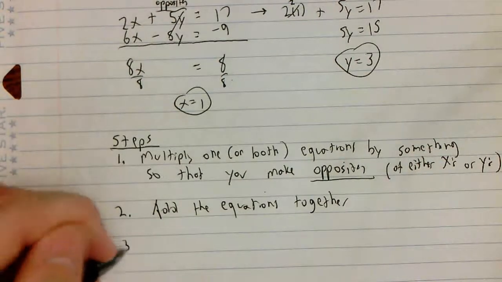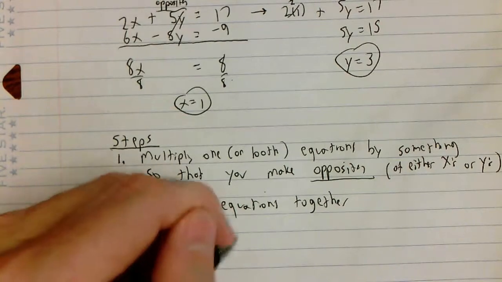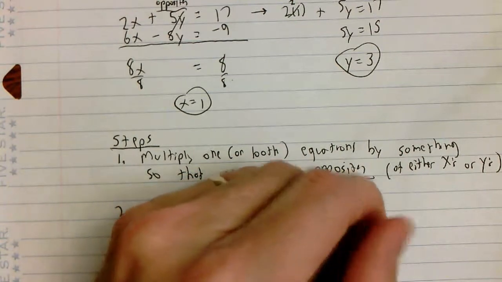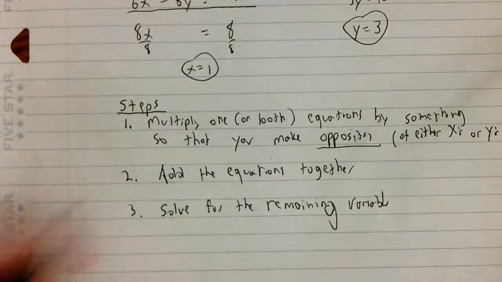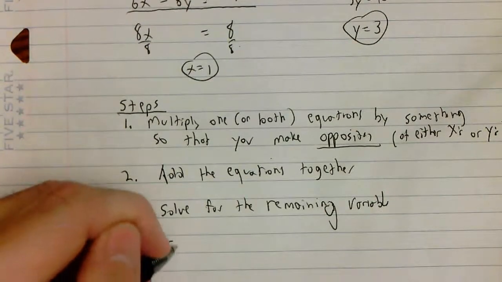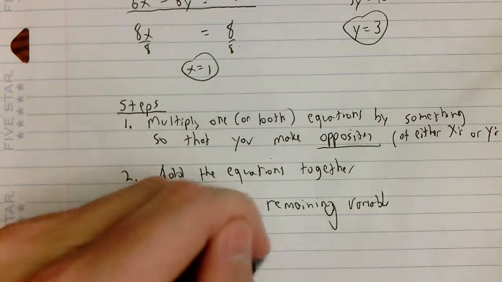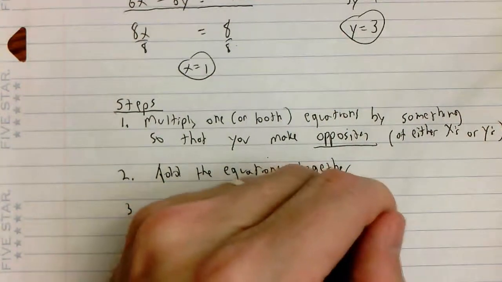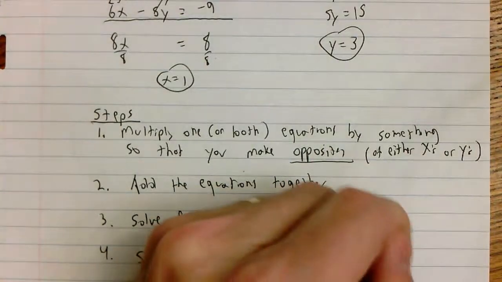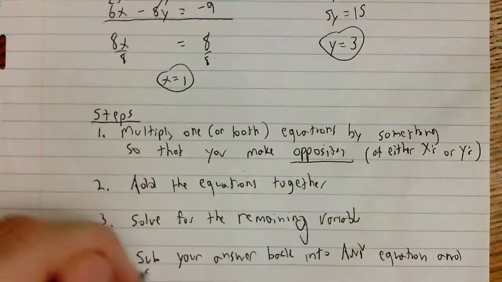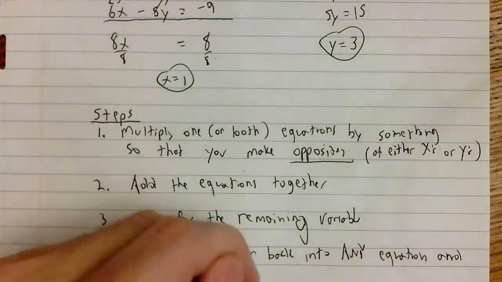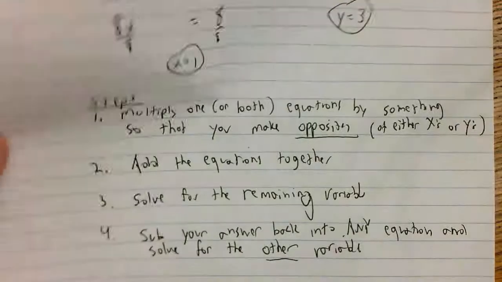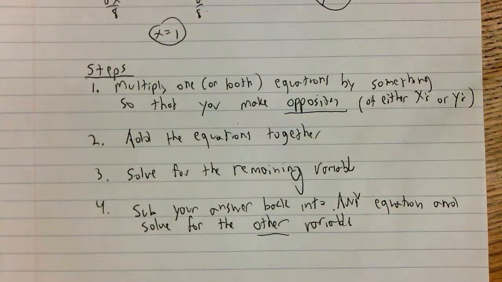Add the equations together. Solve for the remaining variable. Then sub your answer back into any equation and solve for the other variable, and you're done.